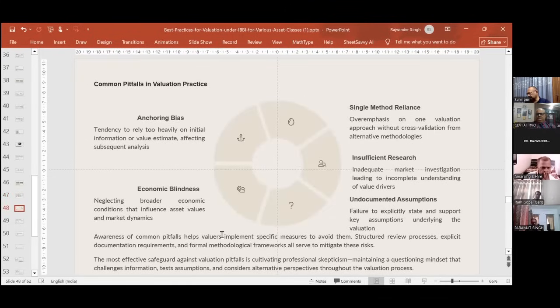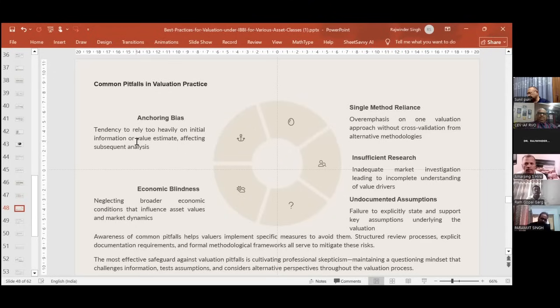So now we will discuss some of the common pitfalls in valuation practice you may encounter. First thing is anchoring bias. Many of us tend to rely too heavily on the initial information or value estimate, affecting the subsequent analysis. So you should avoid that.